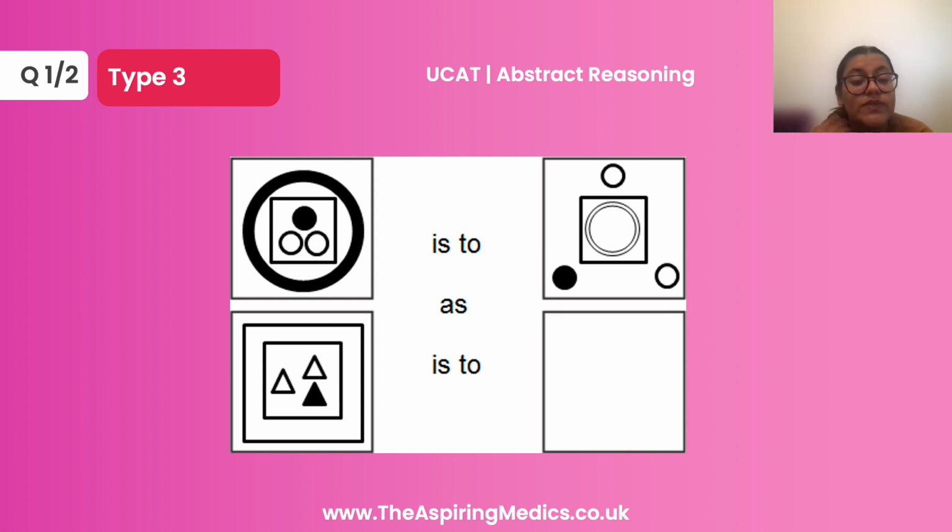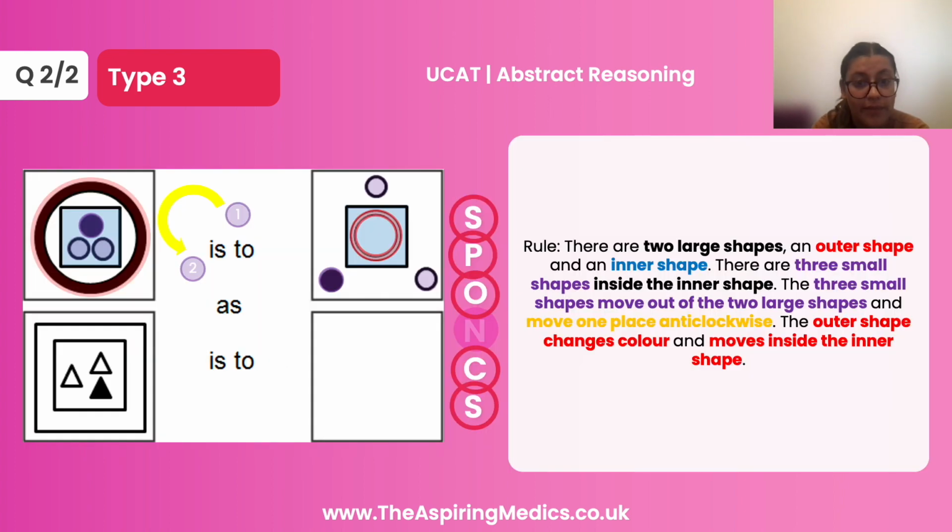So let's apply those same rules to the next shape and look at what the answer choice might be. So this is the rule. There are 2 larger shapes, an outer shape and an inner shape, and there's 3 smaller shapes inside the inner shape. The 3 smaller shapes move out and they move 1 place anti-clockwise. The outer shape changes color and moves inside the inner shape. So that's the rule. Let's apply that now.